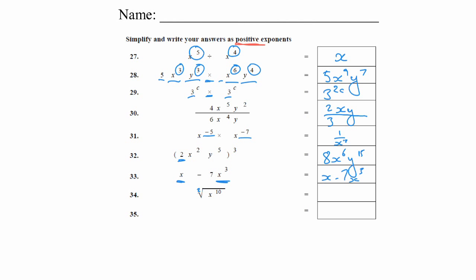And the law says that if you're taking the root of some number, let's say x to the p, and we're taking the qth root, so in this case we're doing the square root, then you simply divide it, p divided by q. So in this example we've got x to the 10, we're taking the square root, so it's x to the 10 divided by 2, which is x to the 5.